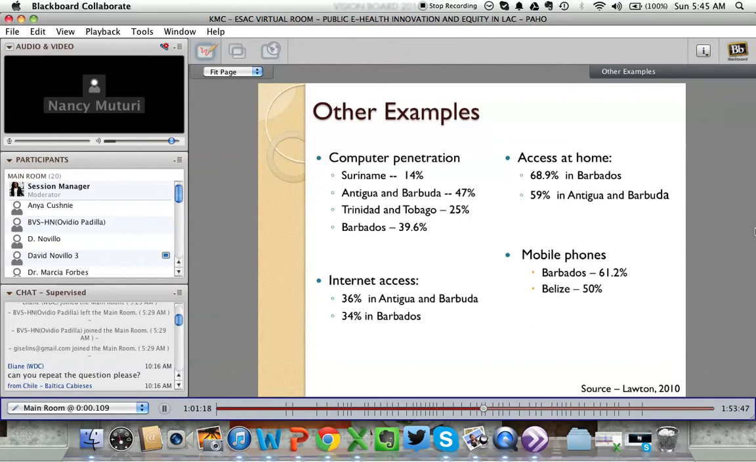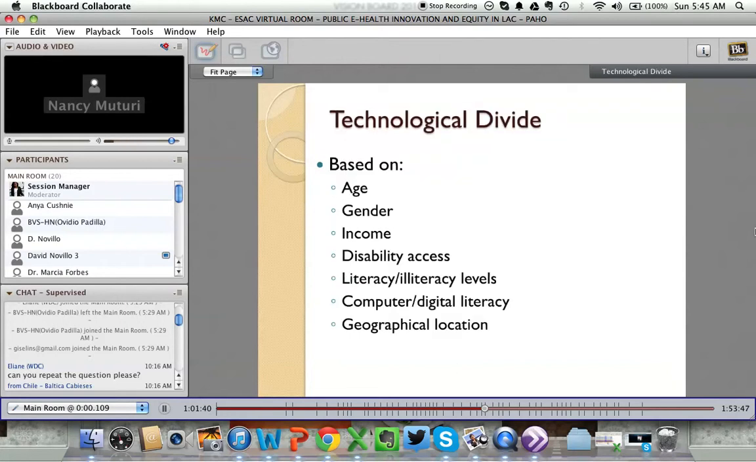If you look, for example, at Barbados, access to internet at home is almost 70%. In Suriname, computer penetration is not as high. So this is basically what you're referring to: we have the access, although not so much for internet, there's quite a bit in terms of mobile and internet.